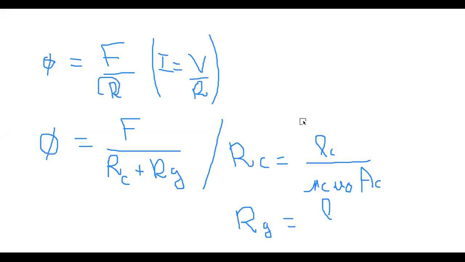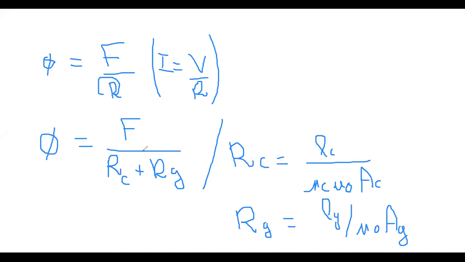Okay. So let's continue. RG equals LG over mu 0, because we have only air, multiplied by AG. So those are the expressions of the reluctance.